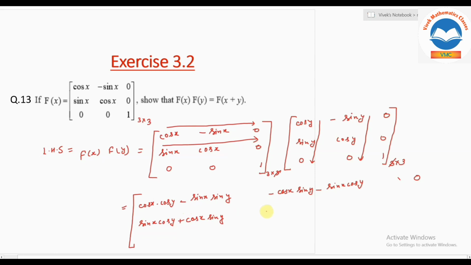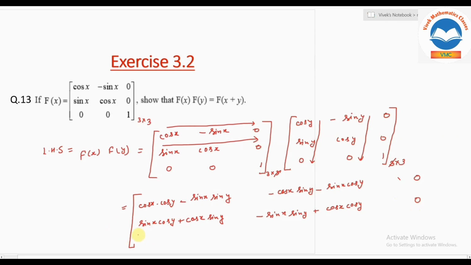Next, second row, second column. So we will get minus sin x sin y plus cos x cos y. And if you multiply with 0, you will get 0 only. Next, second row, third column. So 0, 0, 0. Everything will be 0.